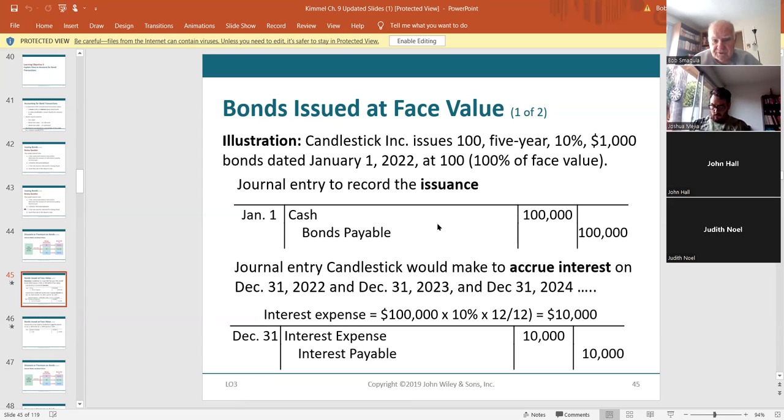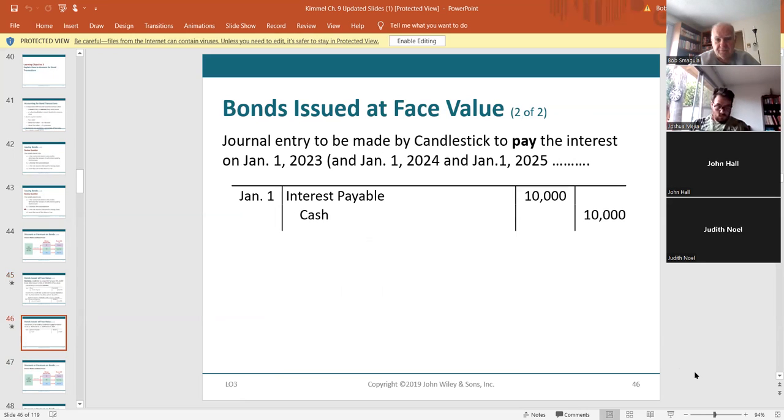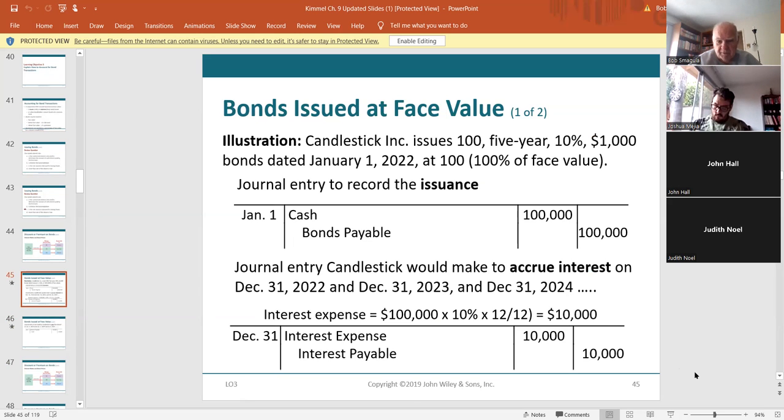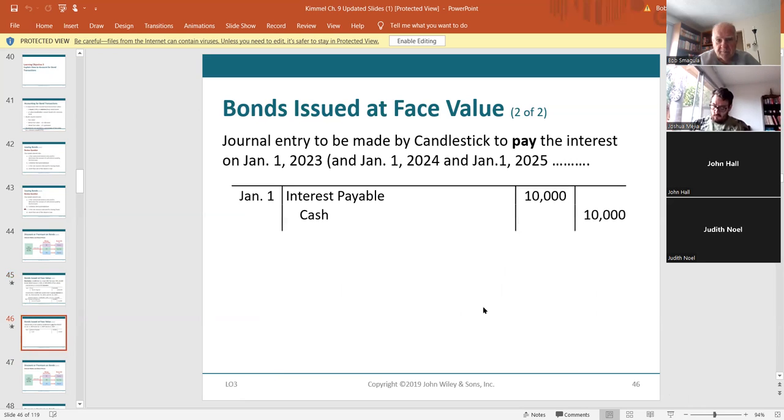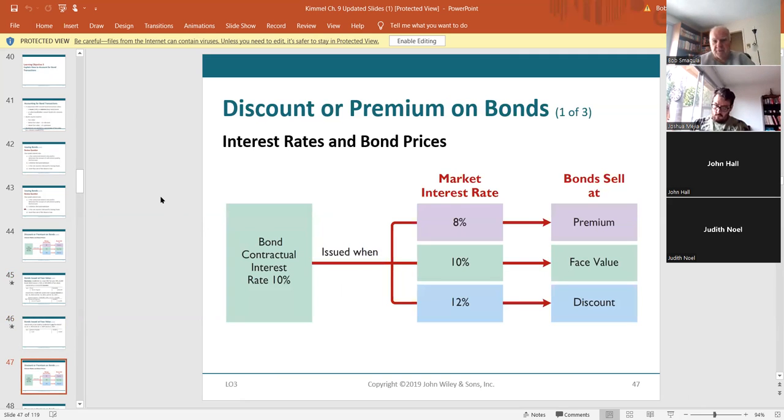Then we have to accrue interest at the end of each year. So the interest was 10%. 10% of 100,000 is 10,000. At the end of the first year, we debit interest expense, credit interest payable, and then probably we'll have to pay that the next month, the $10,000. You pay the interest every year until the bond is finished. Here we're making the payment now in January. We set up this payable over here, and now we're debiting interest payable, crediting cash, okay? I think we've seen this before, the difference between the interest rates and their impacts.